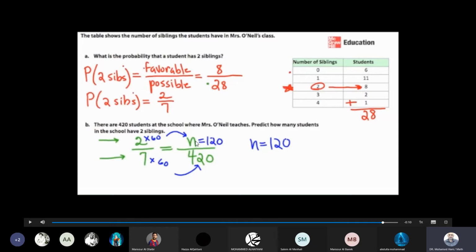هي كمان بنفس الوقت شو بدها يقابلها؟ بدها يقابلها الفافوربل على البوسيبل اللي هو عدد الطلاب بالنسبة إلي مجهول، فشو سميته n number على العدد الكلي لطلاب المدرسة قديش؟ 420 طالب. شو تشكل عندي؟ تشكل عندي probability، تشكل عندي proportional، تناسب. كيف بحسبه؟ بعمل across product بيطلع معي equation، بيطلع معي ال n number of student who choose 2 number of siblings will be 120. Then our prediction is 120 of those students would have 2 siblings.